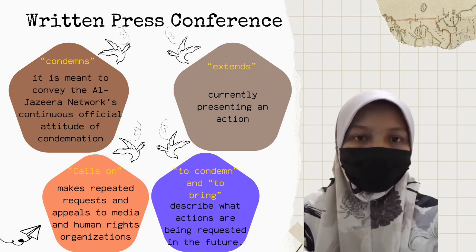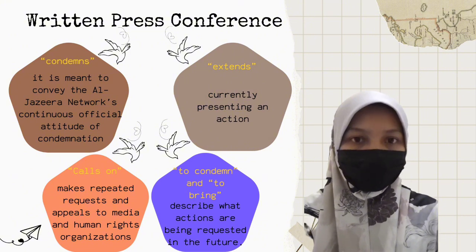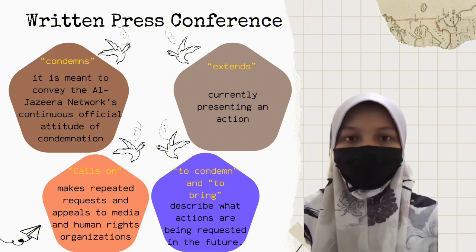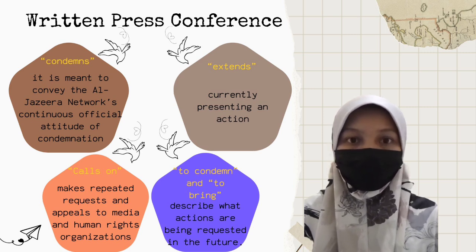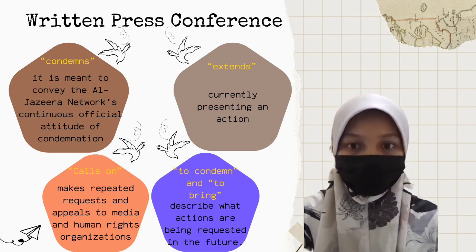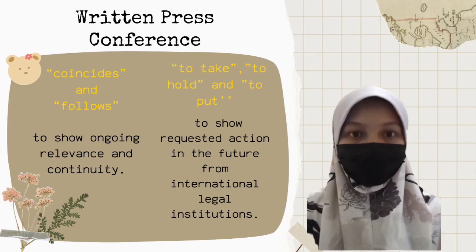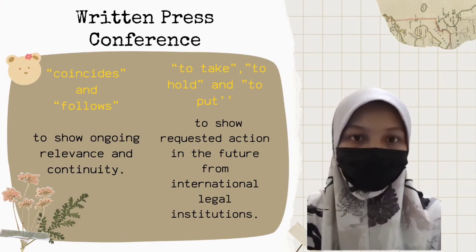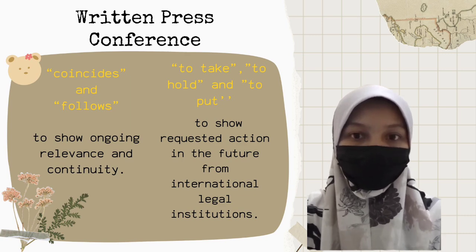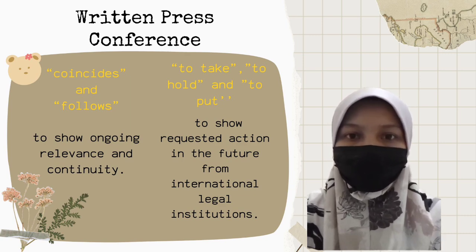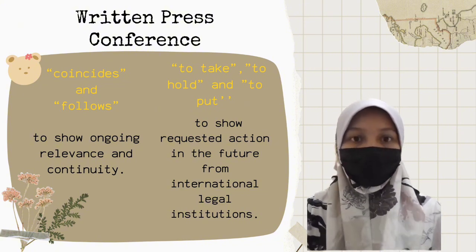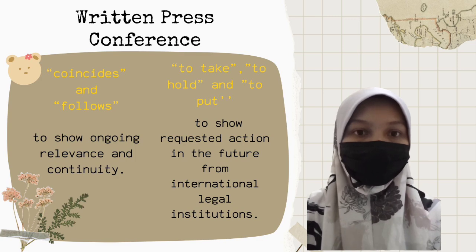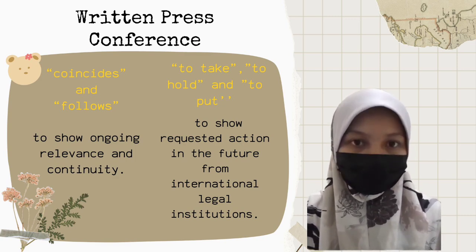The word "calls on" makes repeated requests and appeals to media and human rights organizations, and to us, this demonstrates habitual behavior. The phrases "to condemn" and "to bring" describe what actions are being requested in the future. For the third paragraph, the use of the present simple of "concerns" and "follows" is to show ongoing relevance and continuity. These events are positioned as part of a current, active timeline and the ongoing nature of the crimes. The fourth paragraph uses infinitives like "to take," "to hold," and "to put" to show requested action in the future from international legal institutions.